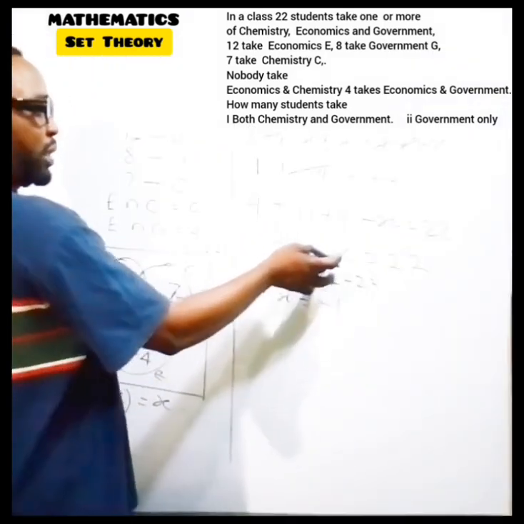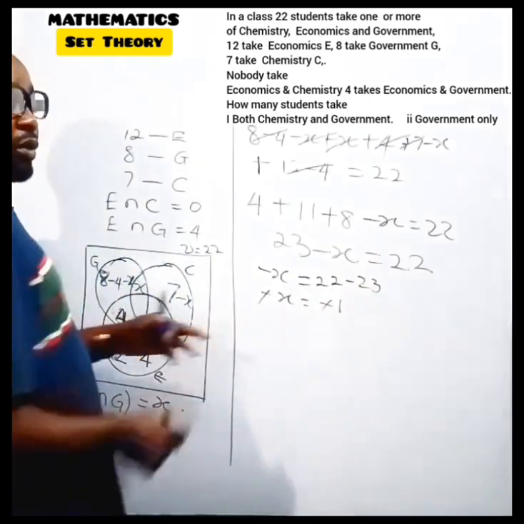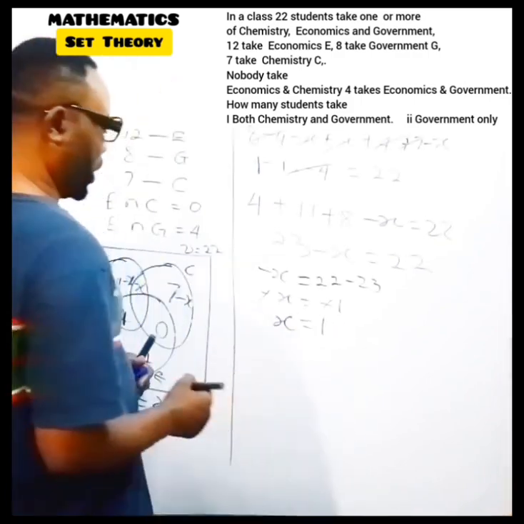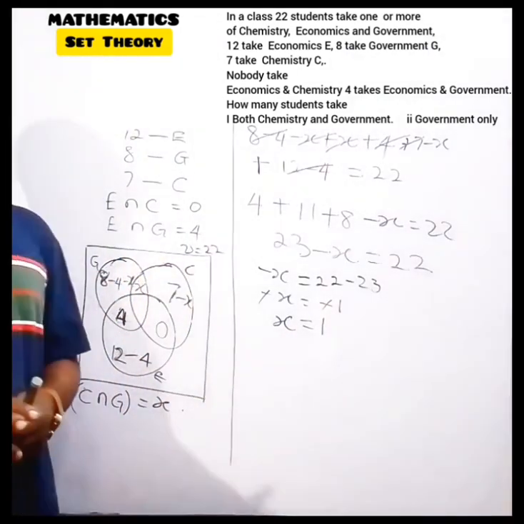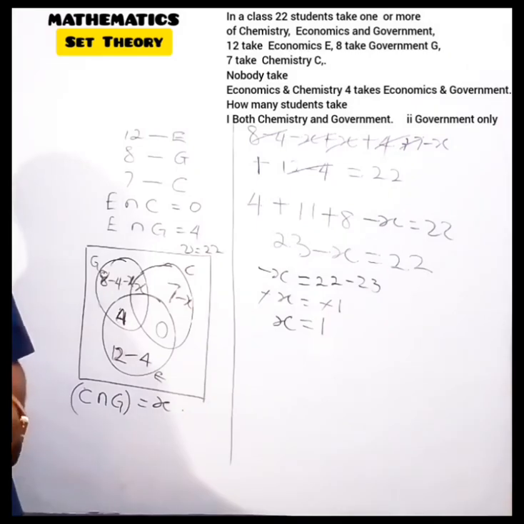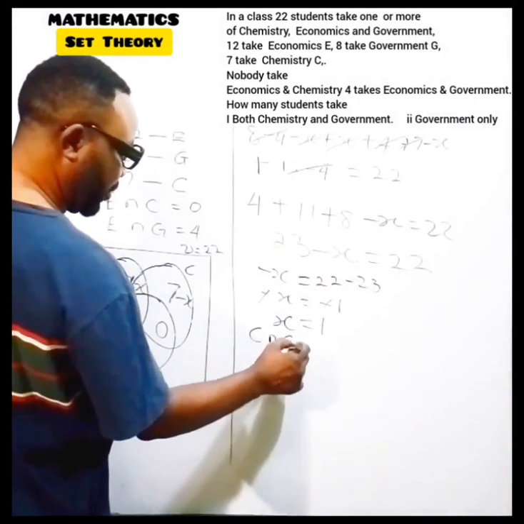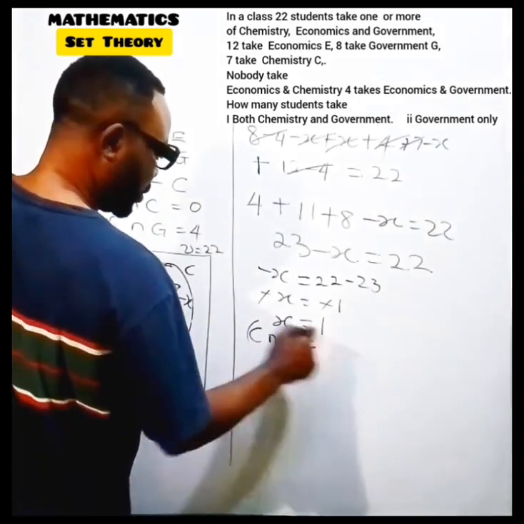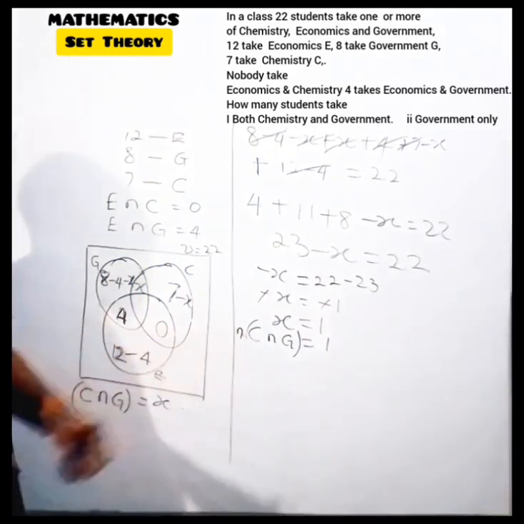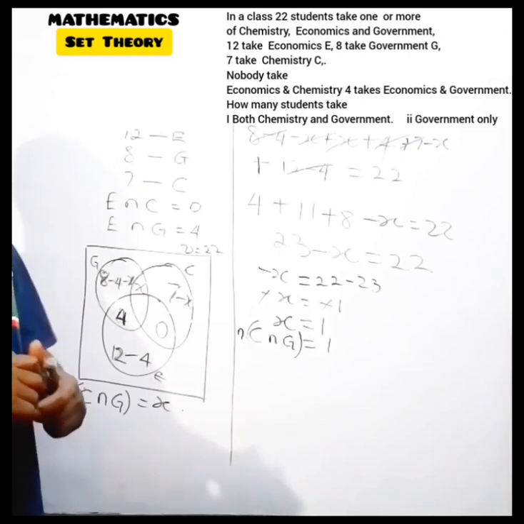Because of the minus x, I divide both sides by minus 1, and it cuts it off. X will be equal to 1. So that is the value for those that take both chemistry and government. Chemistry intersection government is equal to 1. So those people that are here are just one student.